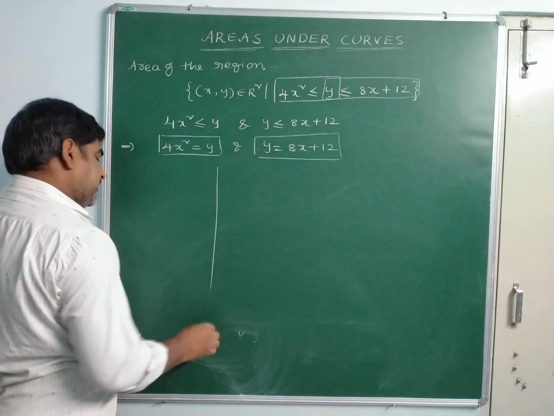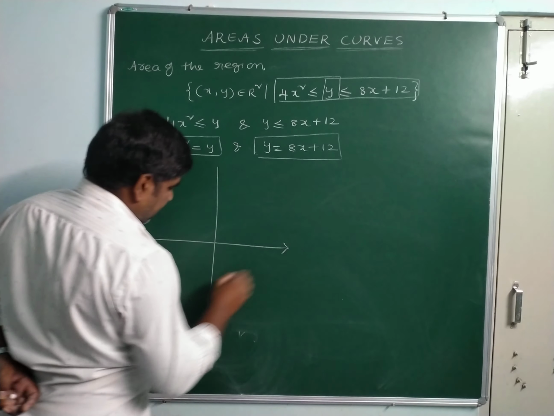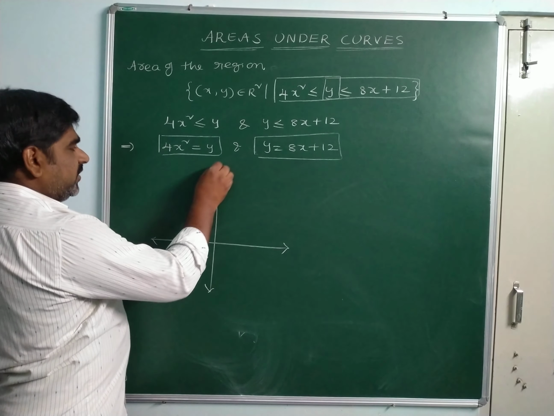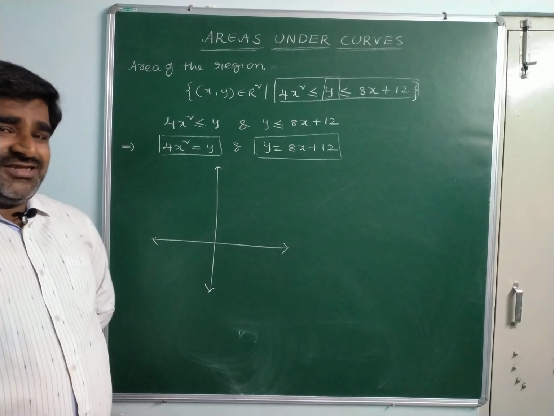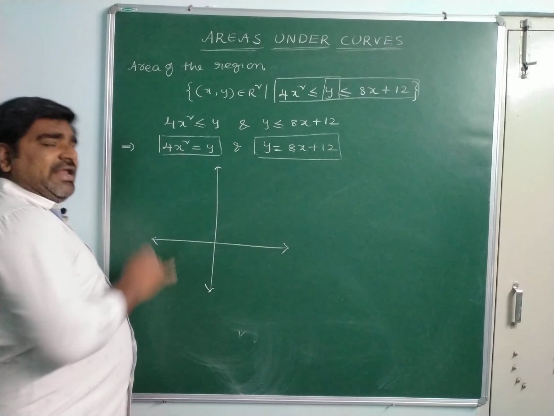Right. So let us draw the diagram. Let us draw the graph. The graph is mandatory to get the perfect answer. So 4x square equals y.